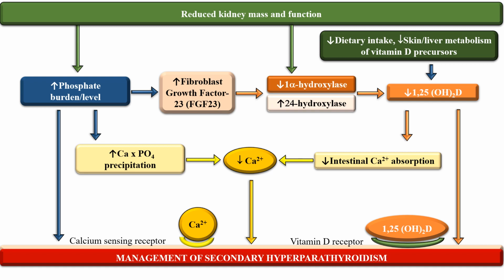If PTH level remains high despite the correction of hyperphosphatemia and adequate supplementation of vitamin D precursors, we can assume that there is insufficient conversion of 25D to 1,25D, the active form that is necessary to suppress parathyroid glands. Supplementing active vitamin D is the third step in the management of secondary hyperparathyroidism.